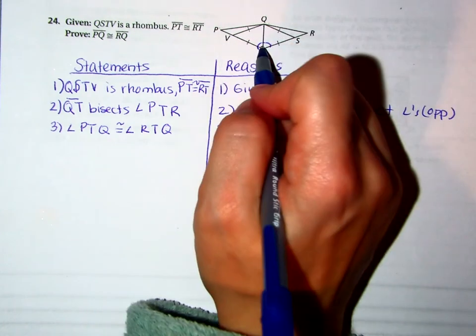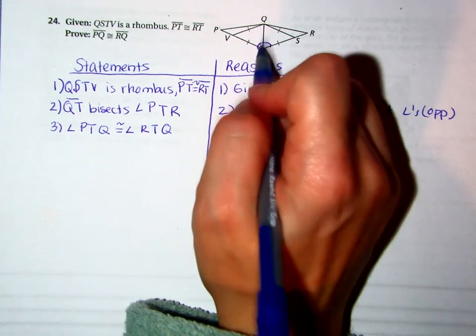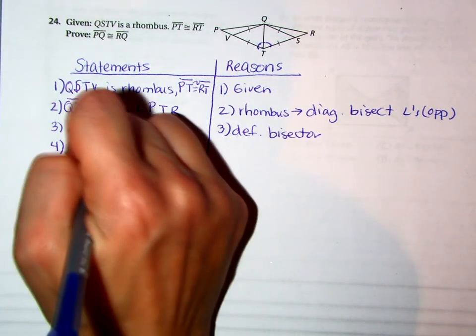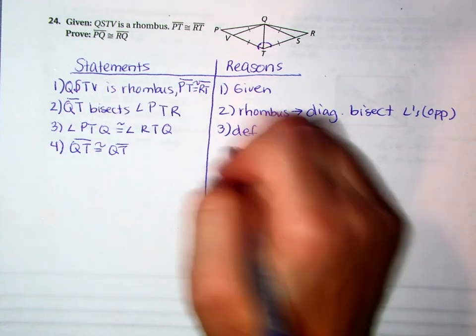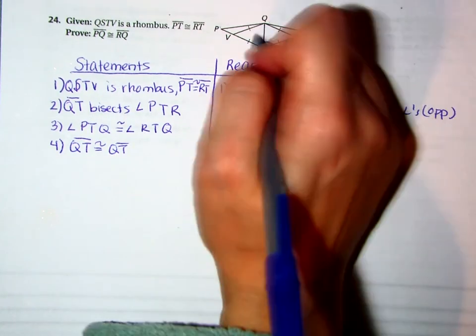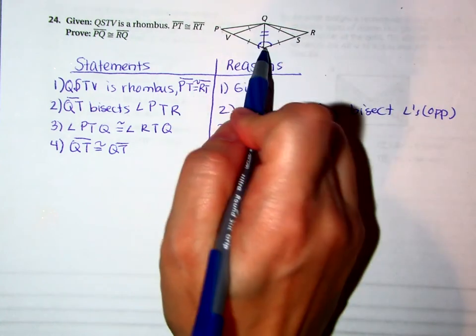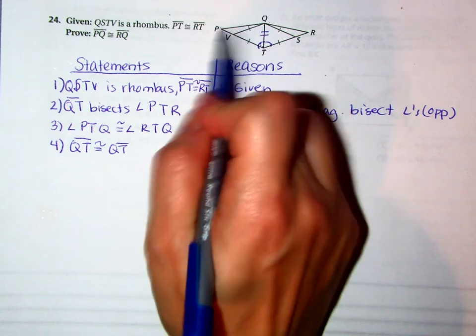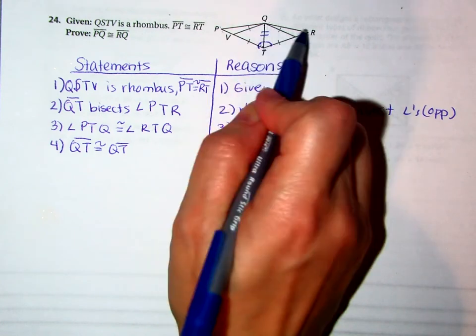I've got this side and I've got this angle, and now notice I could use the reflexive property to get QT. QT is congruent to QT, and that is the reflexive property. Now let's look at what we've got here, because now I've got this side, its included angle, and this side, which means this whole triangle here is congruent to this whole triangle here.